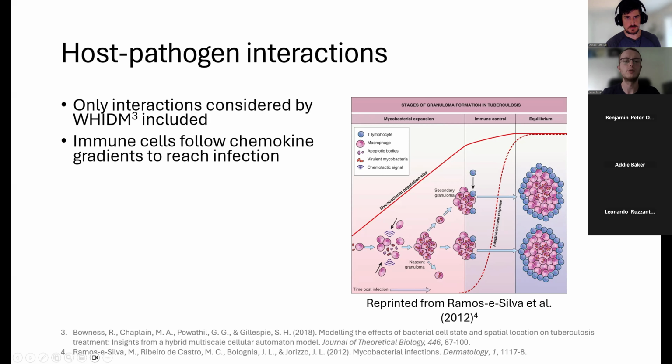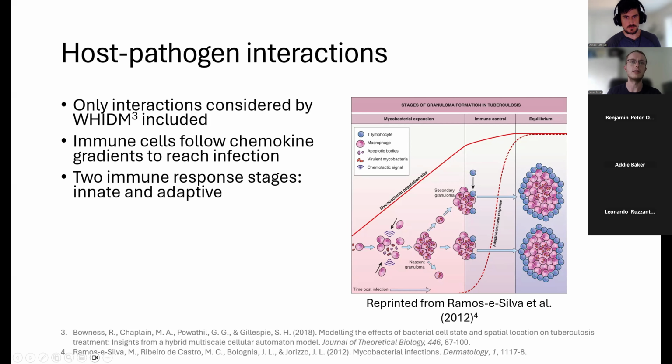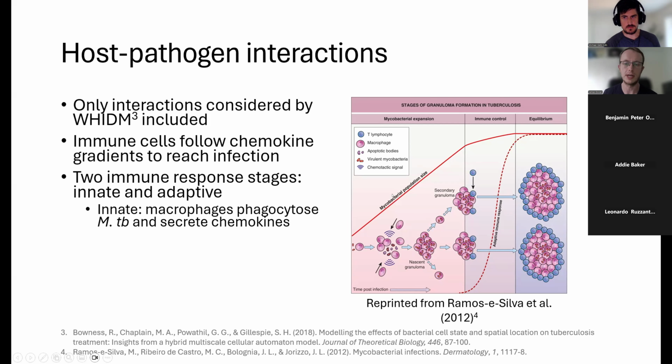So in general, the immune cells will follow this chemokine and move up the gradient from a low concentration towards higher concentrations to try and reach the site of infection. As you can see in the figure on the right, after the macrophages initially encounter the MTB, they will release this chemotactic signal to attract other immune cells towards where the infection has taken place. So there's two main stages to the immune response. There's the initial innate immune response, and then there's a subsequent adaptive immune response. In the innate phase, which is the period on the left of the figure on the right, the macrophages will phagocytose the MTB and will secrete chemokines to signal to other immune cells to reach the site of infection.